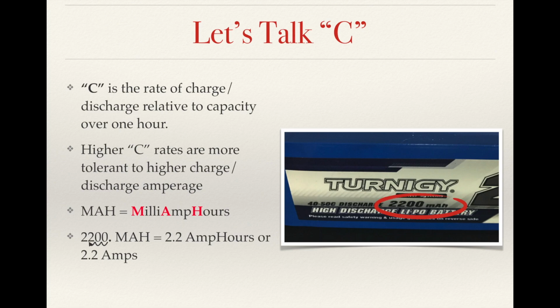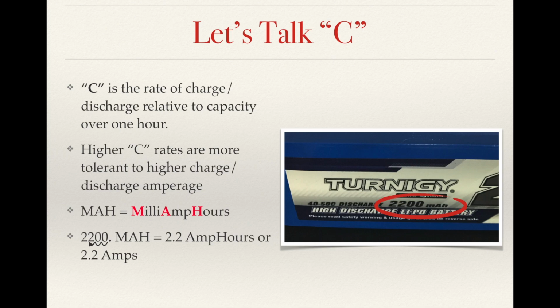Now, if you look at this particular pack, you can see it is listed as a 40 to 50 C discharge pack. There are other 2200 milliamp hour packs that I've used that are 20 to 25 C. So higher C rates are more tolerant to higher charge or discharge amperage. If I'm going to run, say, 60 amps, I can probably do it on a 25C pack, but that's really pushing it.